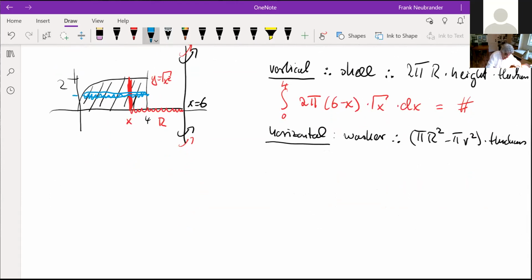And so again, we fix the y between 0 and 2. And then, since if y is the square root of x, x is equal to y squared, if you fix a y, the x value that belongs to the y will be y squared. So the big radius is from here to there, which is right minus left, so this is 6 minus y squared.